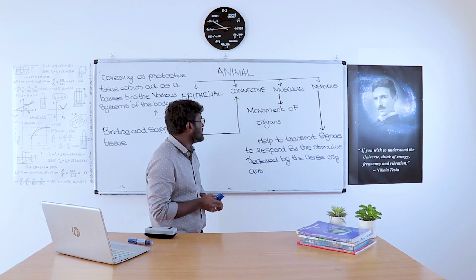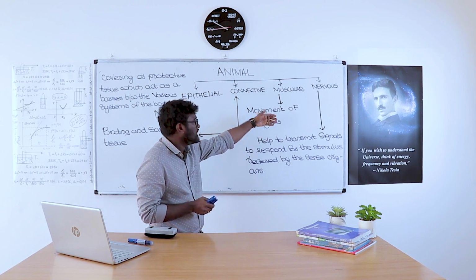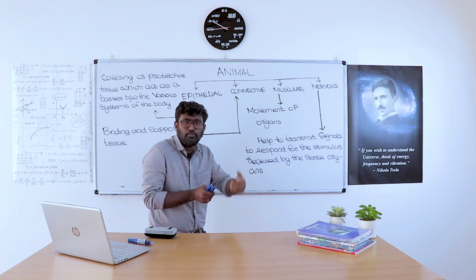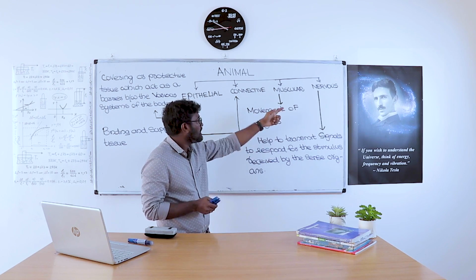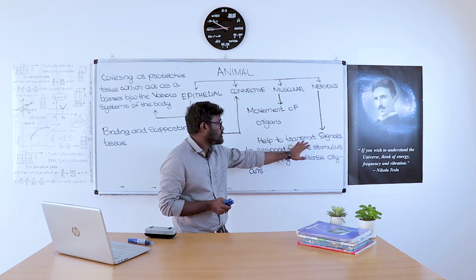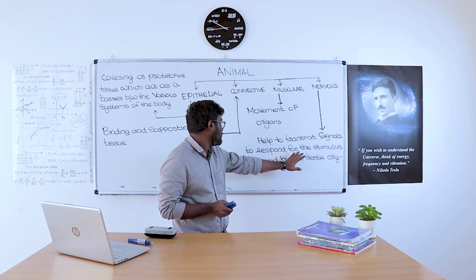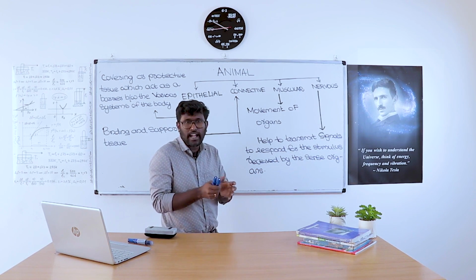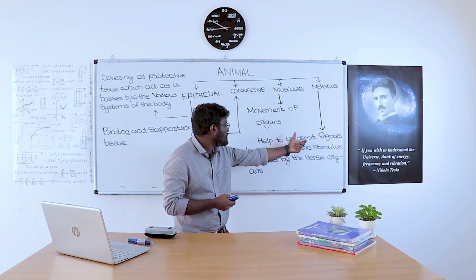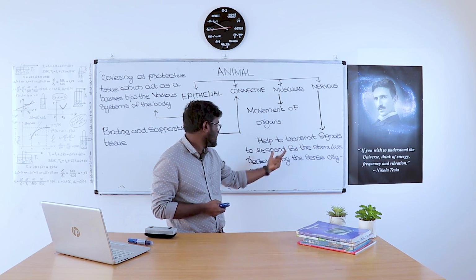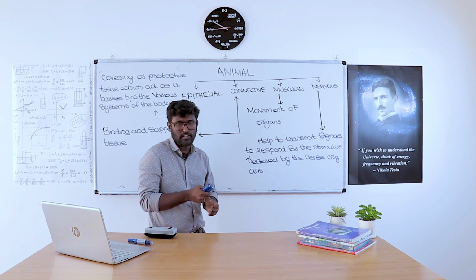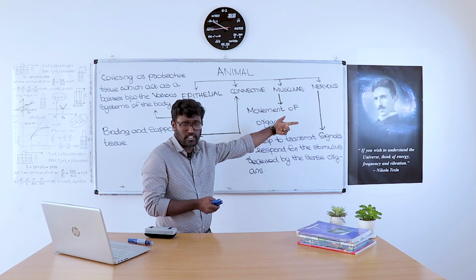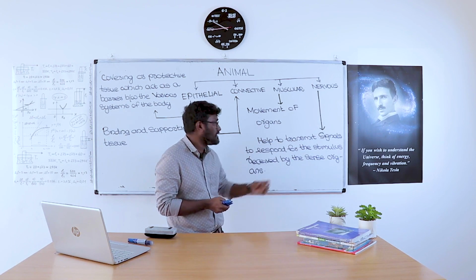Then what about muscular tissue? It helps us in the movement of the organs. And what about nervous tissue? It helps to transmit signals to respond to the stimulus received by the sense organs. So the stimulus is received by the sense organs and nervous tissue helps us to transmit signals.